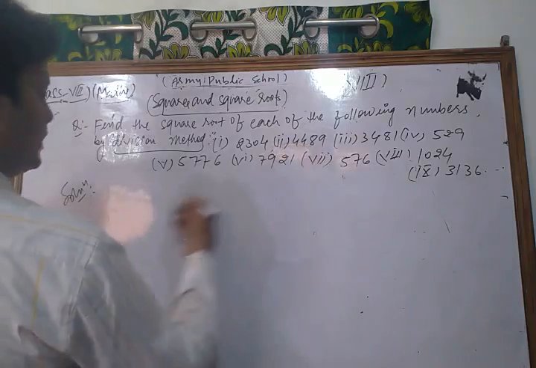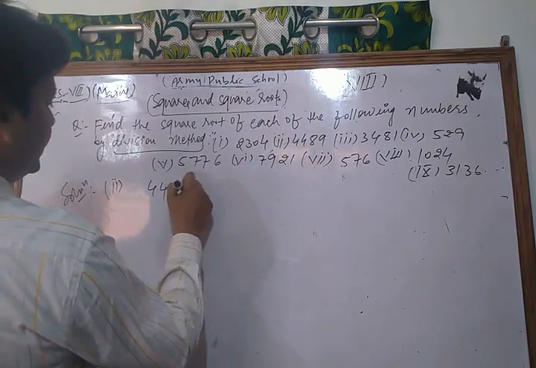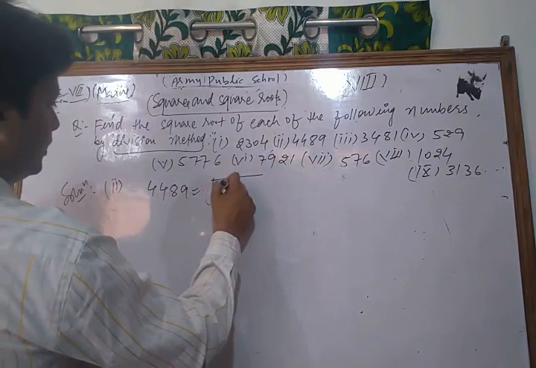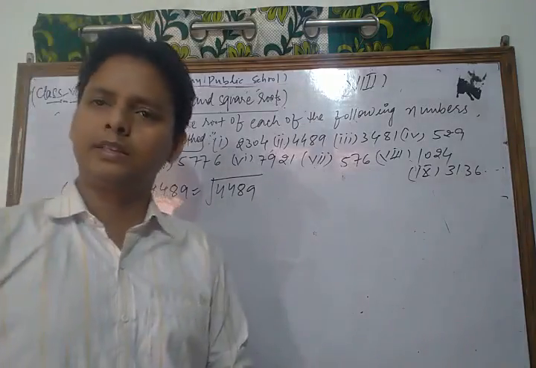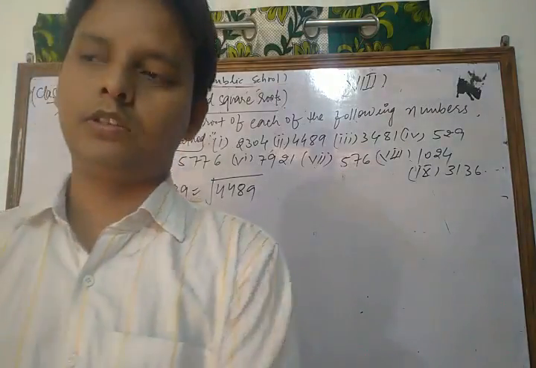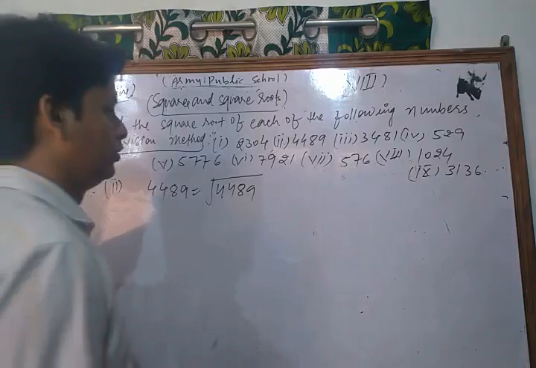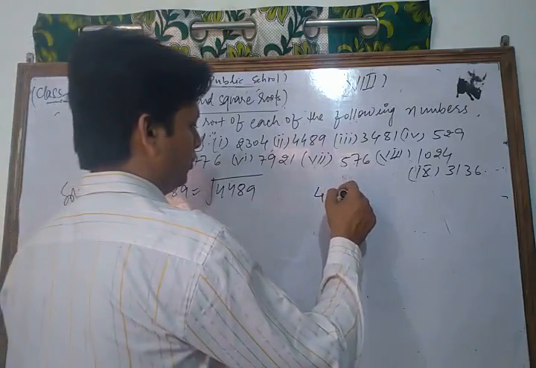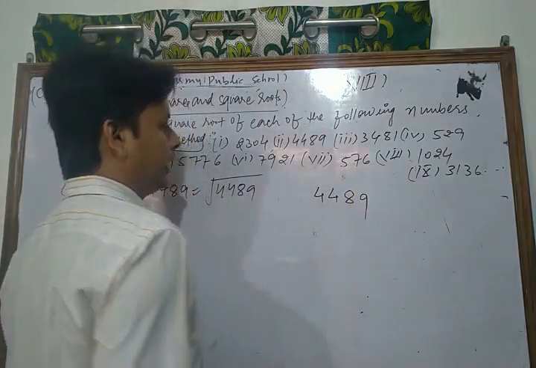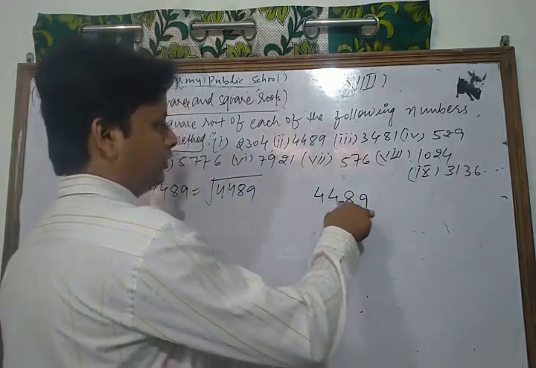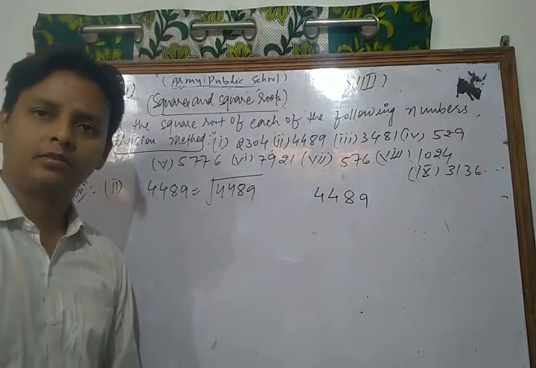Now we solve the second part of this question, which is the square root of 4489. So in the division method, we apply the same process which we did in the previous question. We write 4 4 8 9.